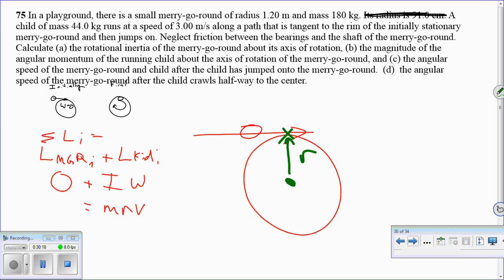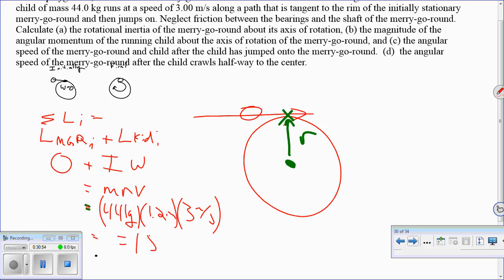Okay. And is everybody okay with how I got this mvr? Remember, I omega is the same as mvr, if you replace I with mr squared, and v is omega r. Yeah. All right, cool. So we get 44 kilograms times 1.2 meters times 3 meters a second, right? Cool? So what's that give you? Oh yeah, I did write it down. 158.4.